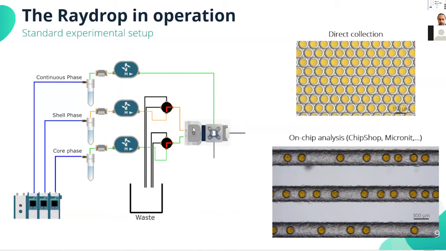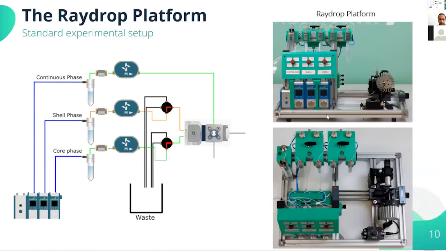And then once you have produced your emulsion with the Redrop, you can either directly collect it to observe it or to do ex situ processing, or you can also connect the Redrop to a microfluidic chip like Chip Chop or Micronite or any PDMS chip of your kind to further analyze your system. But as some of you may know, when you do a microfluidic experiment, you have a spaghetti of tubing that is really difficult to handle on a lab bench.